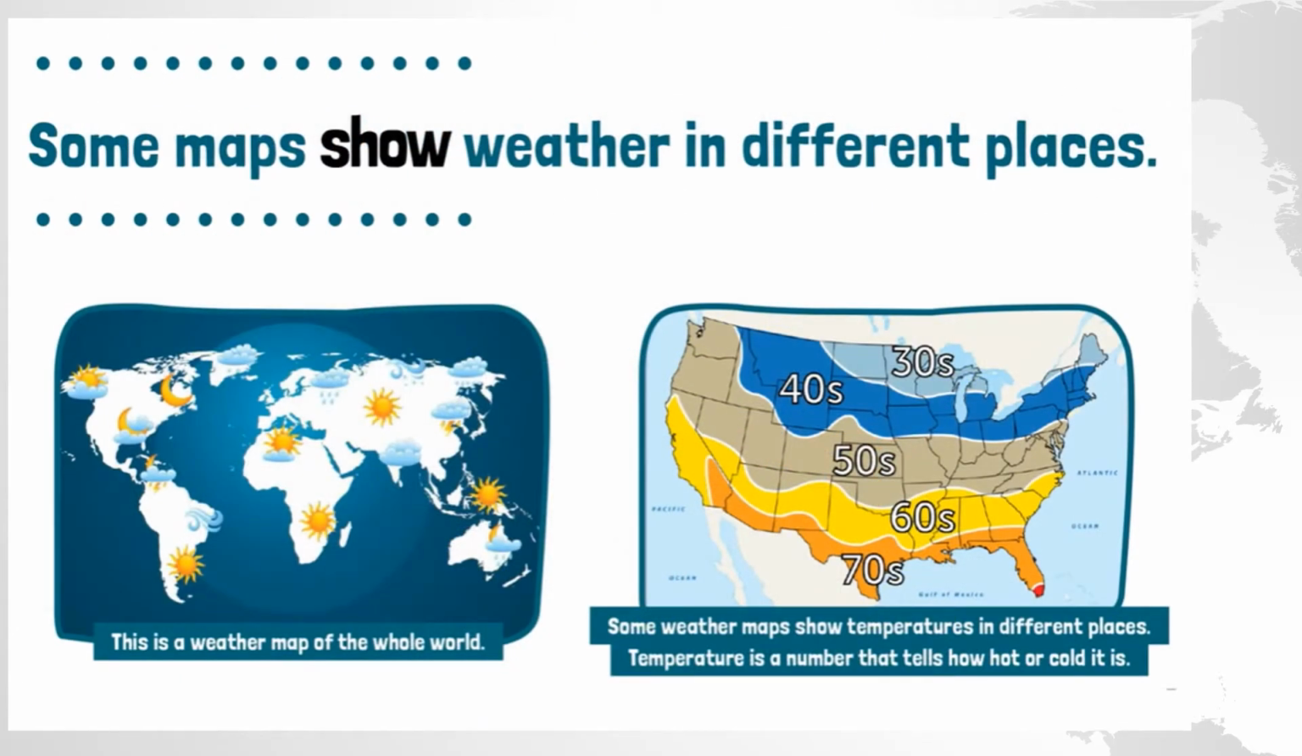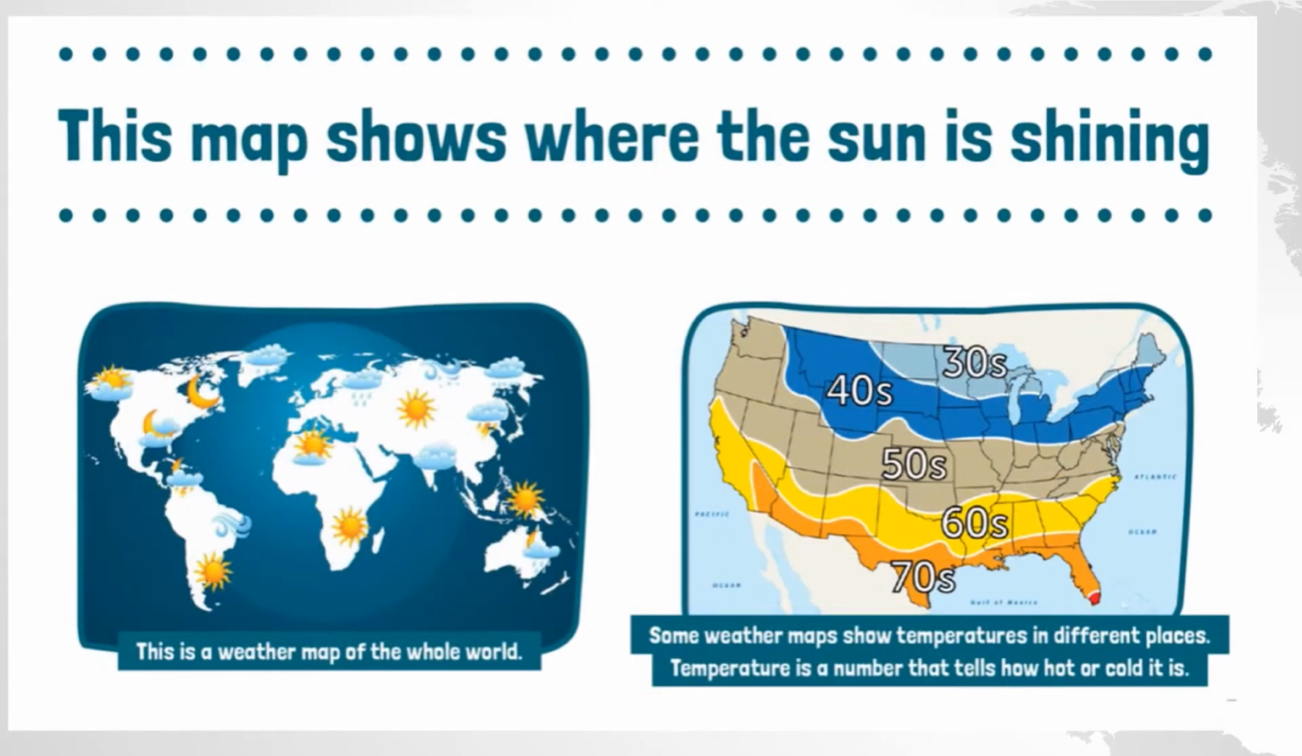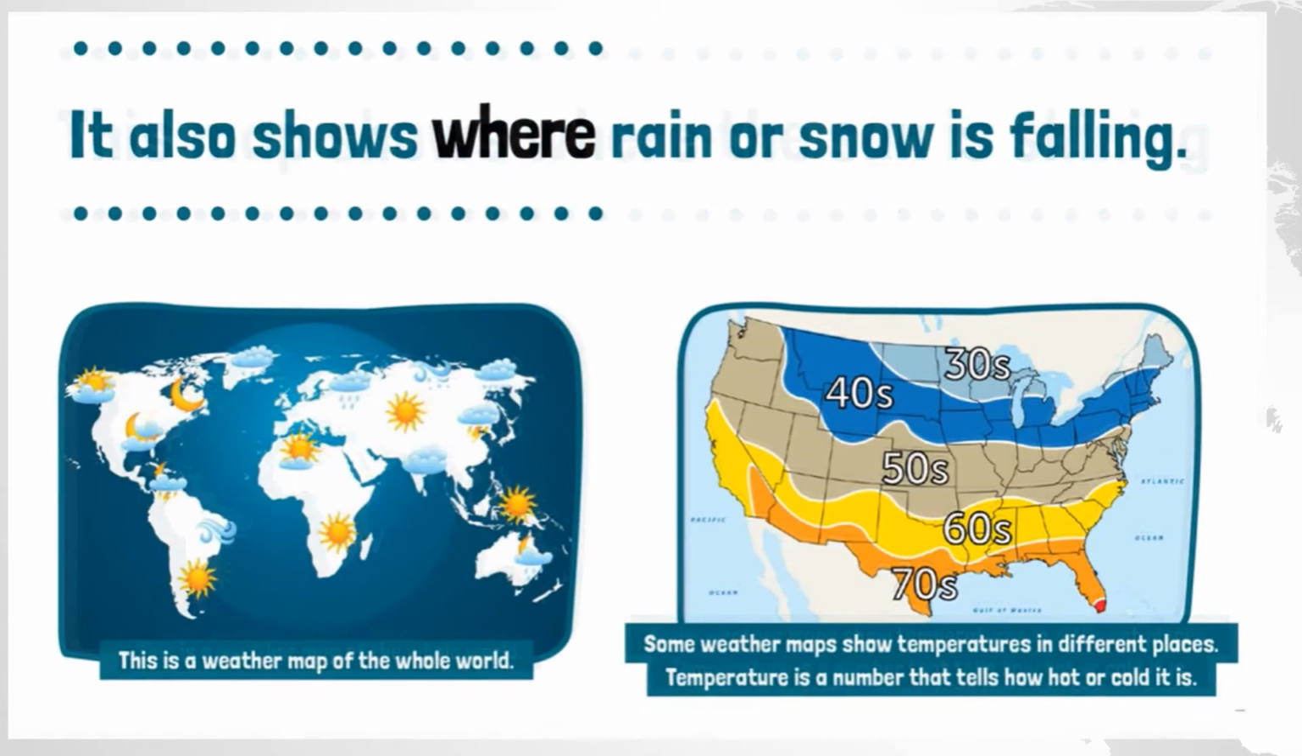Some maps show weather in different places. This map shows where the sun is shining. It also shows where rain or snow is falling.